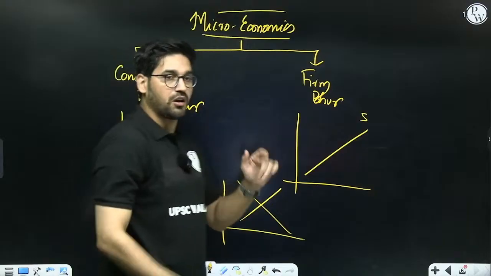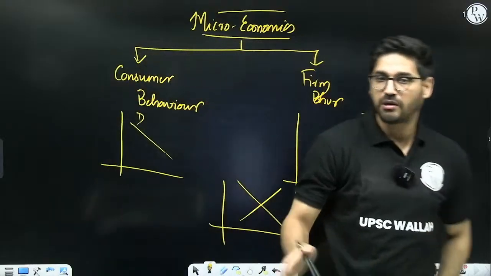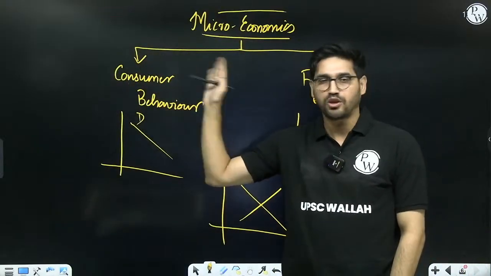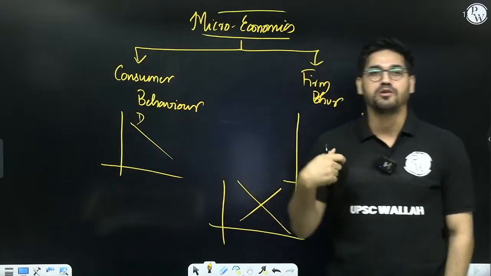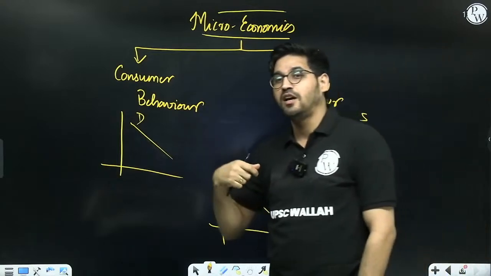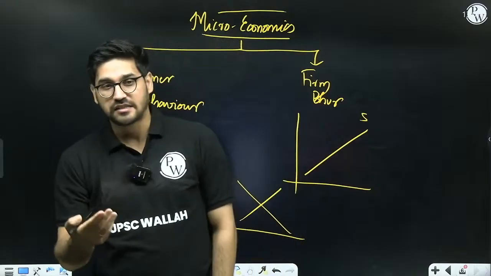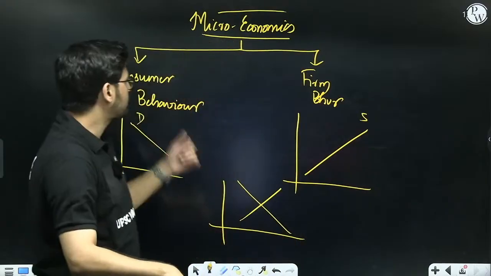In here, there is a lot of learning in terms of consumer behavior. We are going to be learning many things: utility maximization, marginal utility, elasticity, many things we are going to be studying and discovering here.